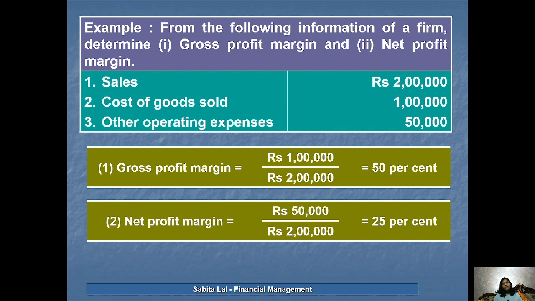For example, here it is given, gross profit and net profit you have to calculate. Sales is given, cost of goods sold, and other operating expenses. So gross profit, I know what, gross profit by net sales into 100. So gross profit margin is given as 1 lakh divided by total sales of 2 lakhs. You will get it. Net profit margin is again your expenses by total sales into 100.